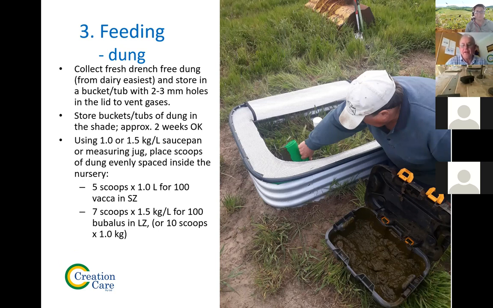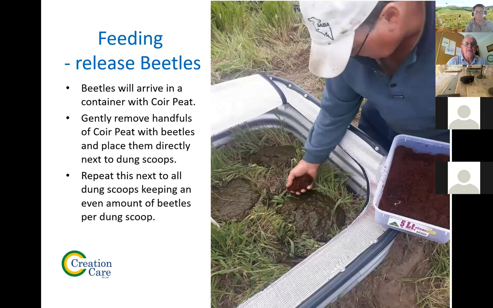So what we've done now is we've built the nursery, and we've collected the dung, and we've put the dung in, and then we're going to talk about releasing the beetles, and then we're going to talk about the feeding from there on. So that's initial feeding. Then you release the beetles. Now, the beetles arrive in a container with coir peat. We're allowed to send coir peat interstate because it's a sterile inert medium, which meets quarantine regulations, so it's all done legally.